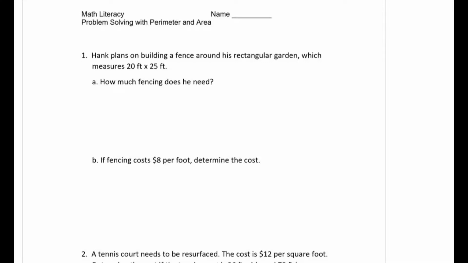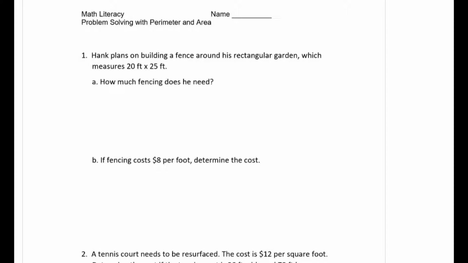In this video, we're going to be looking at problem solving with perimeter and area. Problem 1. Hank plans on building a fence around his rectangular garden, which measures 20 feet by 25 feet. Part A, how much fencing does he need? B, if fencing costs $8 per foot, determine the cost.